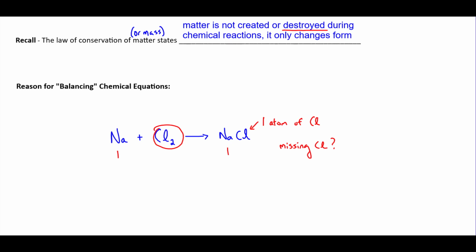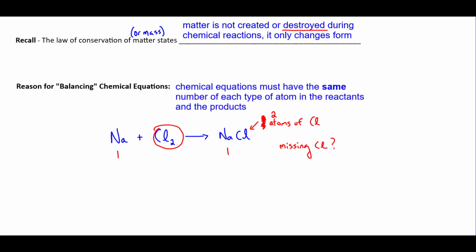And so balancing chemical equations is going to give us a way to make it so that there are the same number of atoms of each type on both sides of the equation. So again, you don't have to write down this example, but go back to your note sheet and definitely write in this reason for balancing chemical equations.